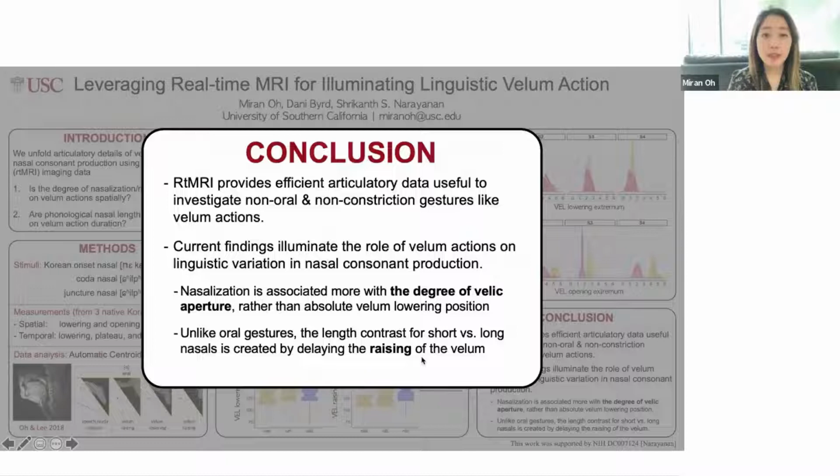In sum, the study's findings illuminate the role of velum actions in linguistic nasal production and show that variation in the linguistic characteristics of nasals requires an understanding of the geometry and movement components involved in the spatiotemporal action of the velum lowering, opening, and raising.